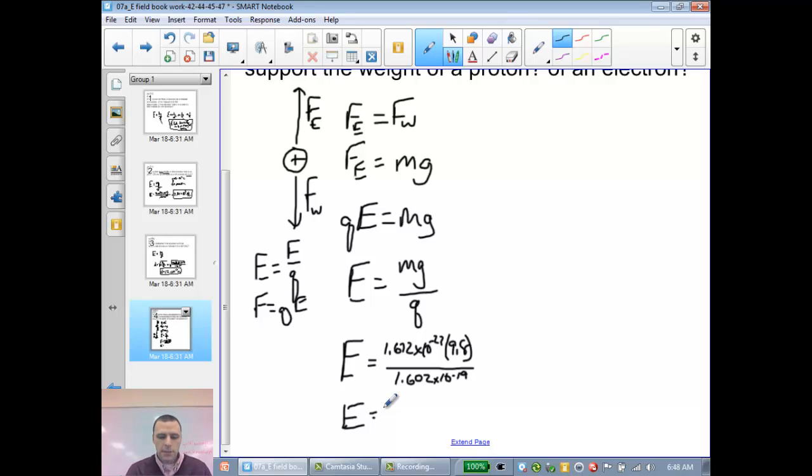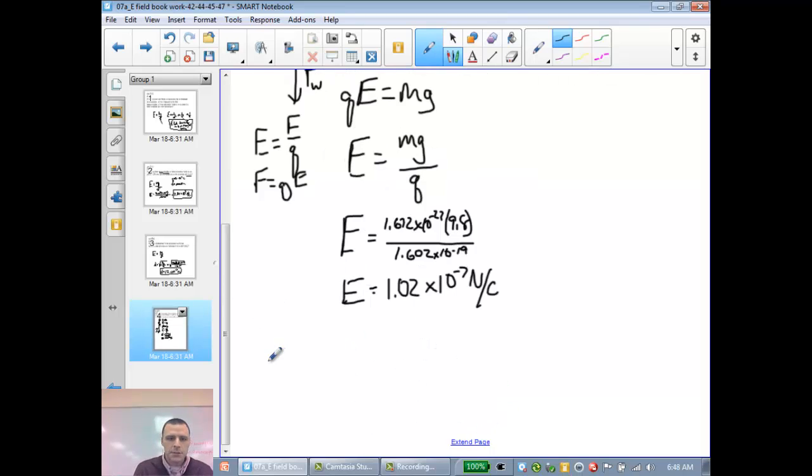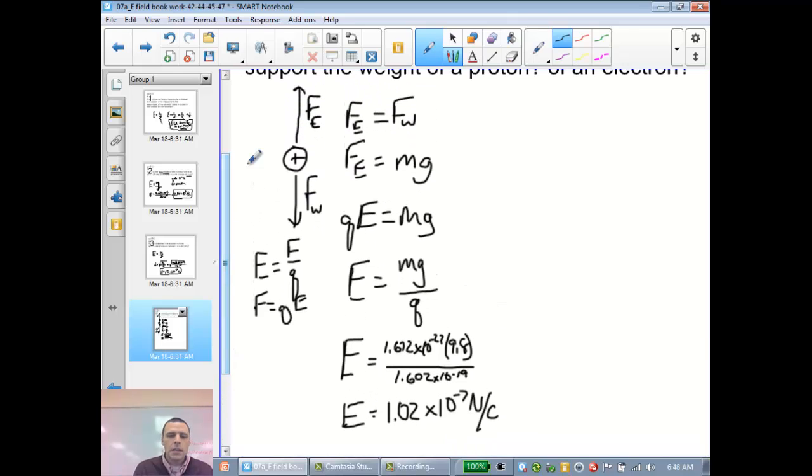I'm going to do a little calculator work here, divided by 1.602. I end up getting 1.02 times 10 to the negative 7 newtons per coulomb. The problem asks for the direction of the electric field. Protons follow electric field lines, so this electric field line should point up. So it should be upward.